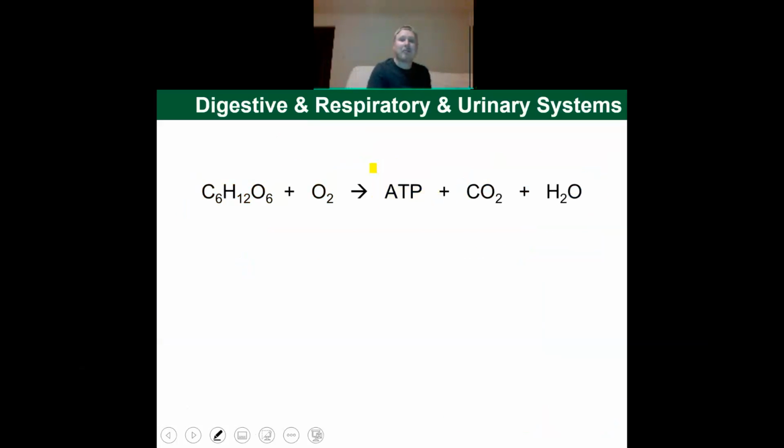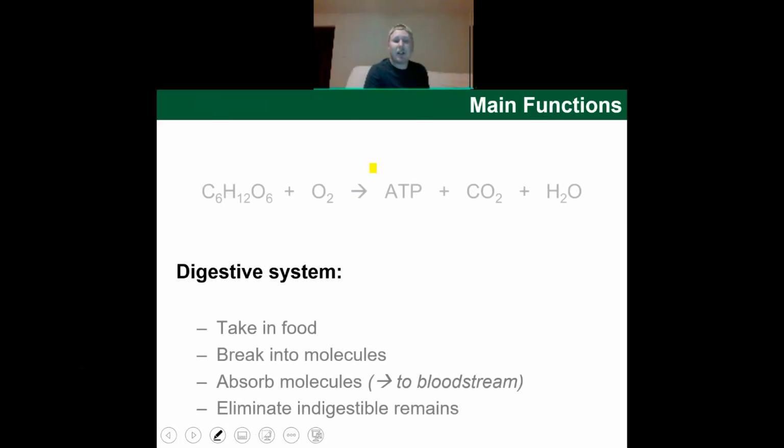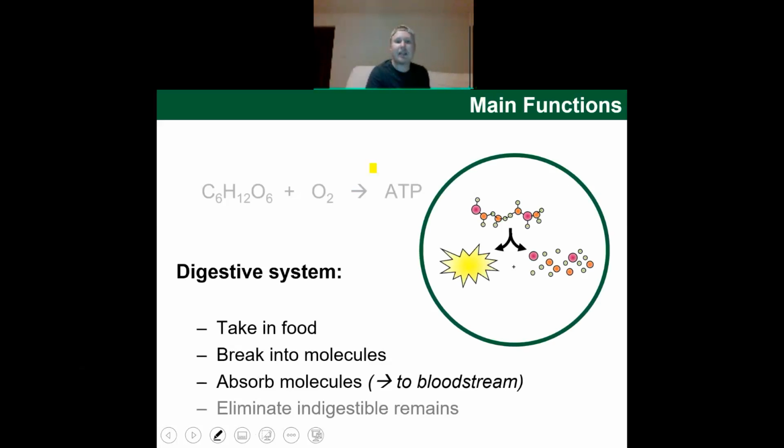That's really what the digestive system does, as we mentioned. It breaks down sugars with oxygen to make ATP, which is our energy. And then we are left with two waste products. But like we already discussed, the function of the digestive system is really to take in the food, break it into smaller pieces, and then absorb it. And whatever is left, we eliminate.